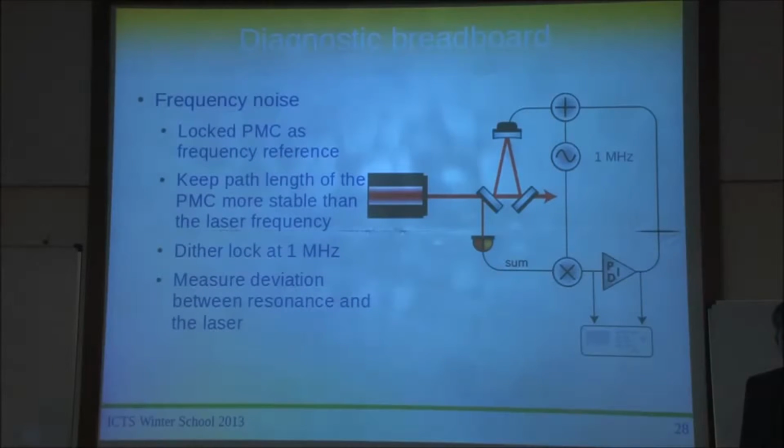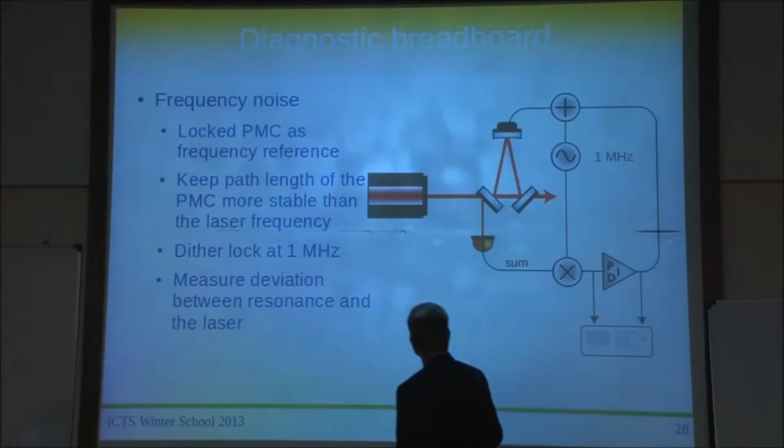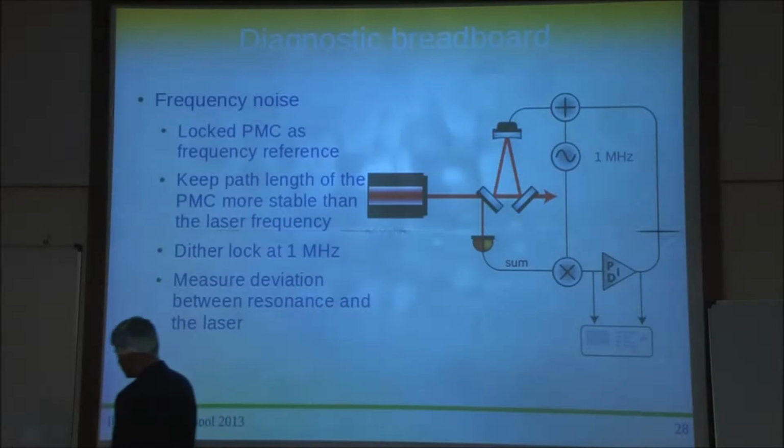Is that kind of clear? I think there's going to be a lecture about feedback loops and how to build that. But dither lock, that's what that means, that you don't use an EOM at the laser beam that creates the sidebands, but you create the sidebands inside the resonator itself by changing the resonance frequency of this thing here.